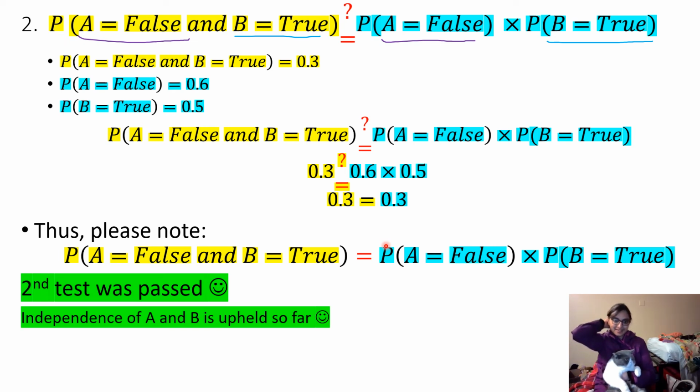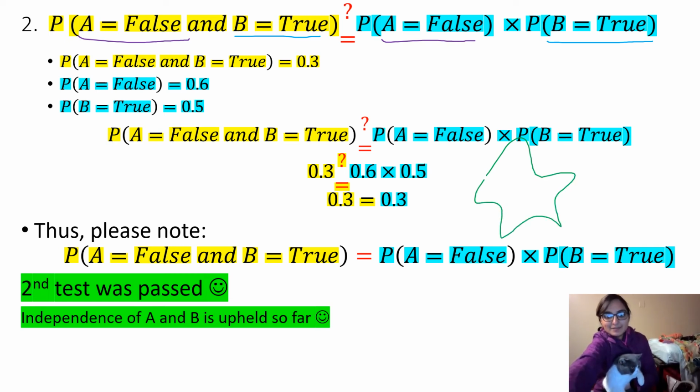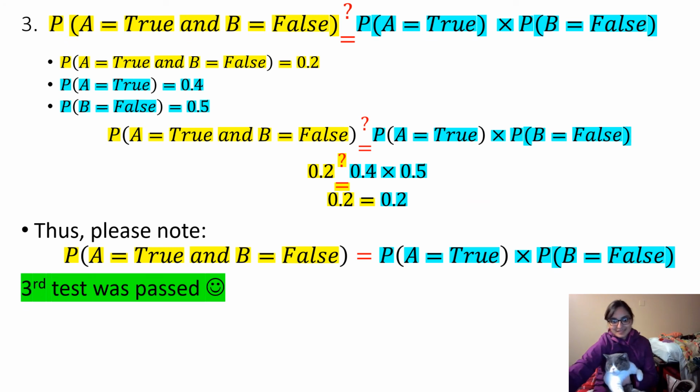So we're tracking along to see if the third test is true, because we found that the probability A is false and B is true is equal to the probability A is false multiplied by the probability B is true. 0.3 equals 0.3. So we were really happy with that, and I have a little green star. So now we're going on to the third test. Is the probability A is true and B is false equal to the probability A is true multiplied by the probability that B is false? So the A is true part comes here, B is false part comes here, and we're seeing if they are equal. So if this one doesn't pass, then again we can say that they're not independent.